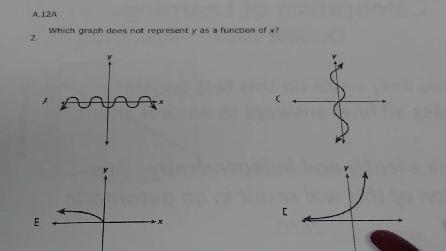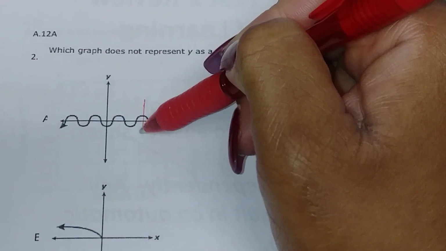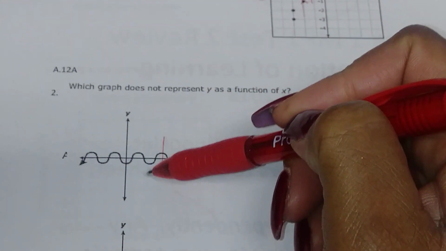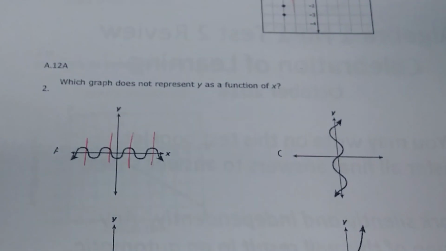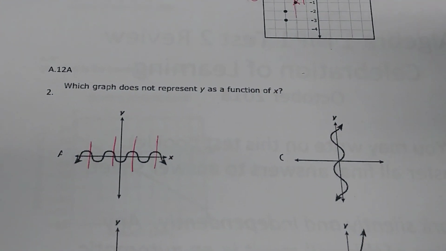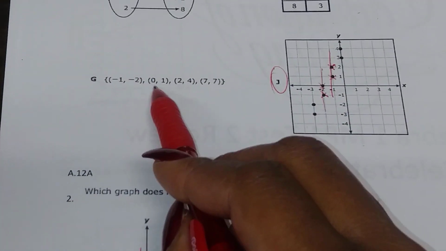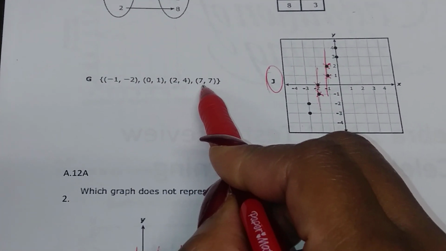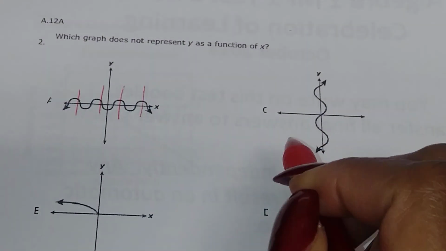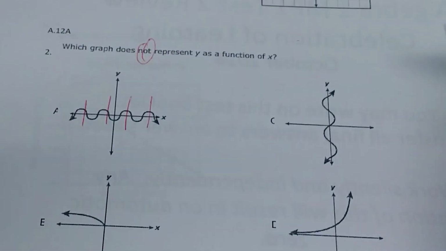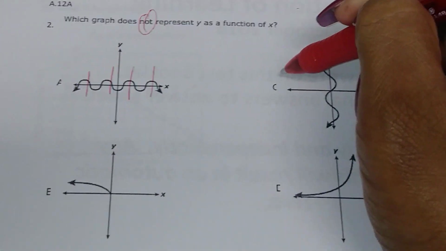Which graph does not represent Y as a function of X? Okay, I use the vertical line test as I did in number one, and I notice no matter where the vertical line is drawn, I am only going through the graph once. That's the same thing as seeing different X values in each ordered pair. So the only graph down here that does not represent Y as a function of X would be C.